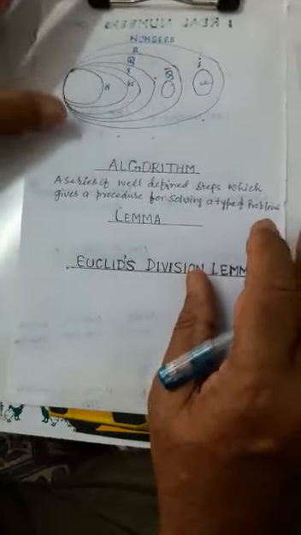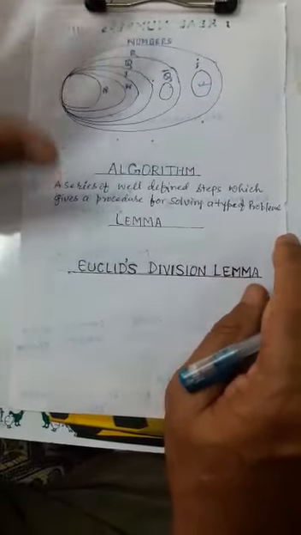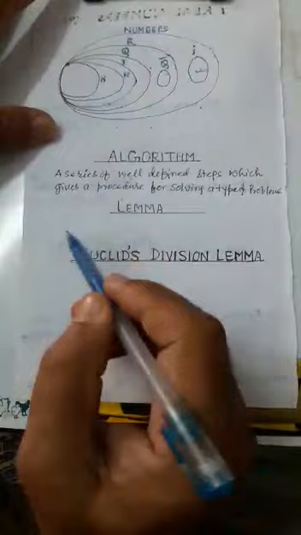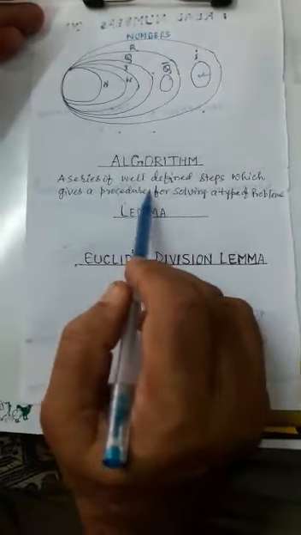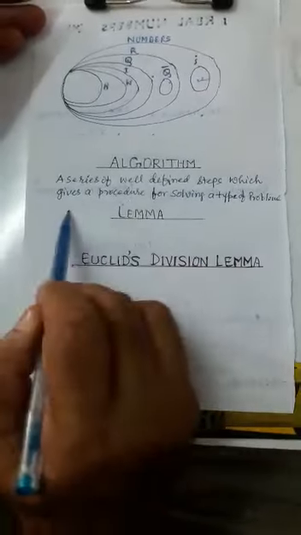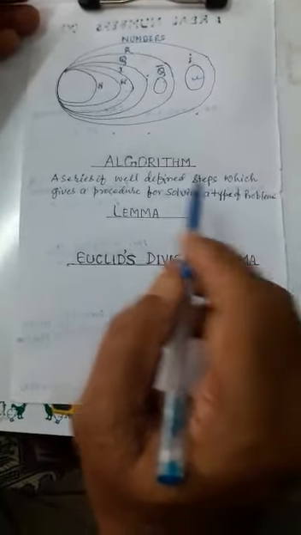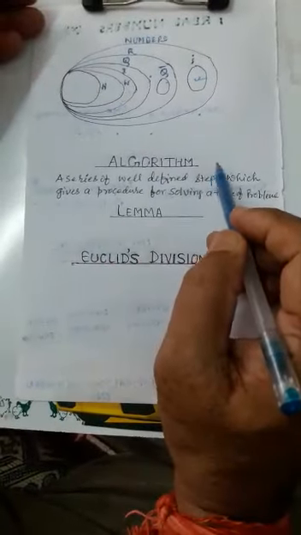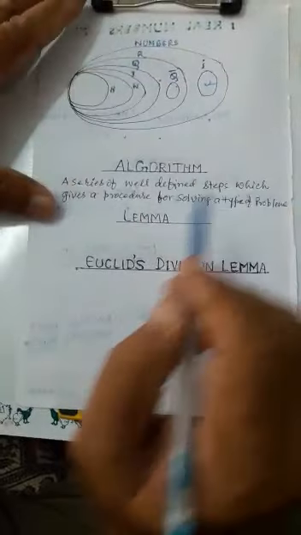Right now in exercise 1.1 we have to study algorithm and lemma, Euclid's division lemma. So I am explaining algorithm. Actually, an algorithm is a series of well-defined steps which gives a procedure for solving a type of problem. We will use this algorithm in finding out the HCF and LCM of the given numbers.